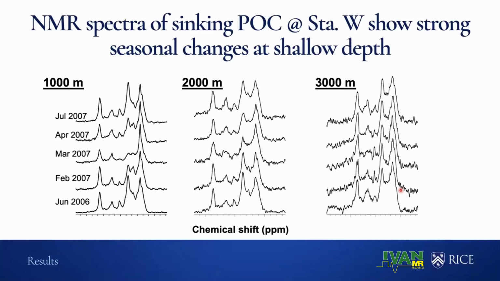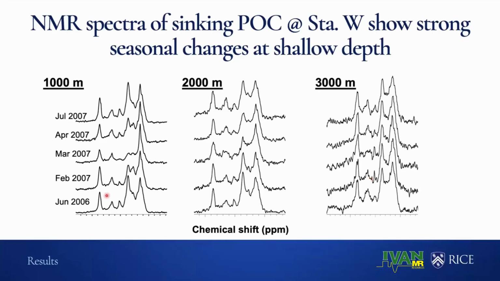Okay, results. For station W, we were able to obtain a whole year of POC samples at all three depths. In this case, we can examine the seasonal change in POC and the change in chemical composition during its sinking from the surface to the deep ocean. The previous research suggested that station W is subject to strong lateral movement of suspended surface sediments.